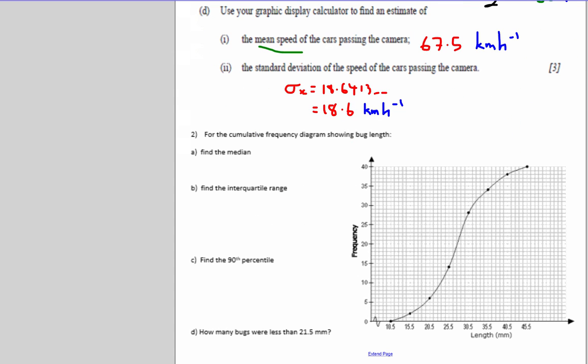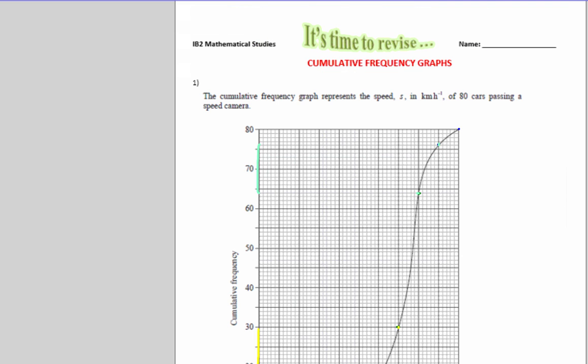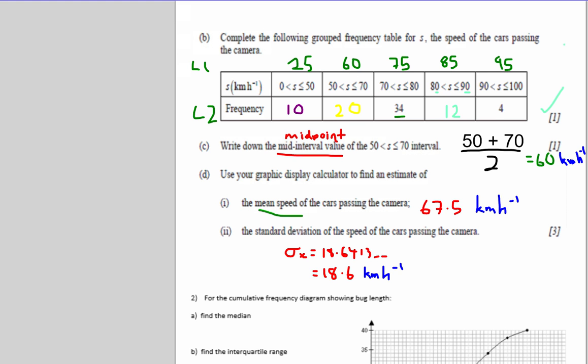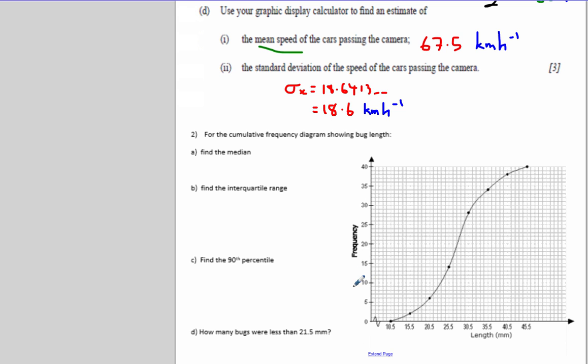Different question, different graph. For the cumulative frequency diagram showing bug length, so the length of bugs, eek. So we've got length in millimeters down here, and we've got the cumulative frequency down here. So that should really say cumulative frequency, like the one here says cumulative frequency. This one should say that too. So feel free to write that on there if you prefer. I'll put C because I can't write properly with this in.